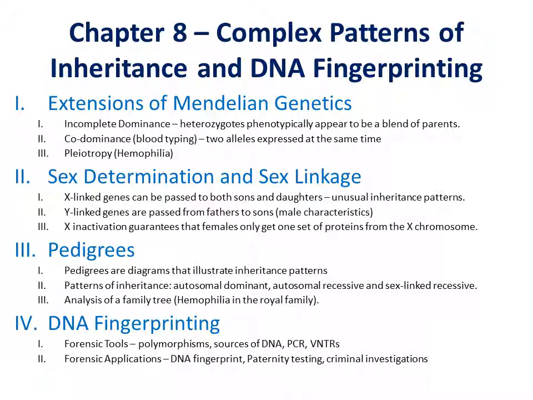So these are things Mendel didn't see, but that we now are able to understand, such as incomplete dominance, codominance, and pleiotropy. We then talked about sex determination and sex linkage, especially those X-linked diseases that are found only on the X chromosome. Then we moved on to talk about pedigree analysis and how to set up those family trees.